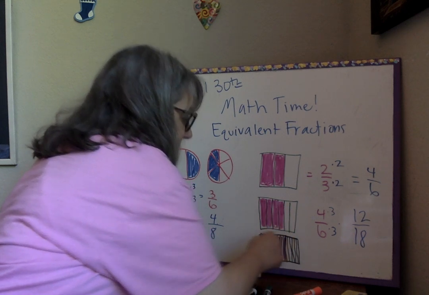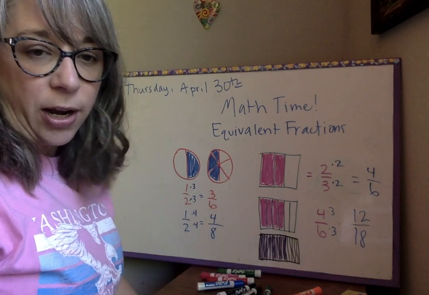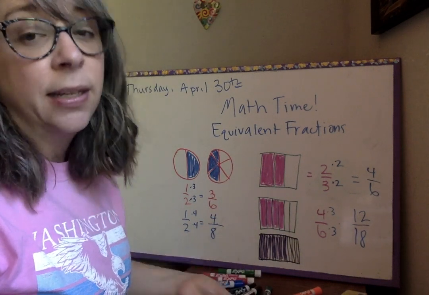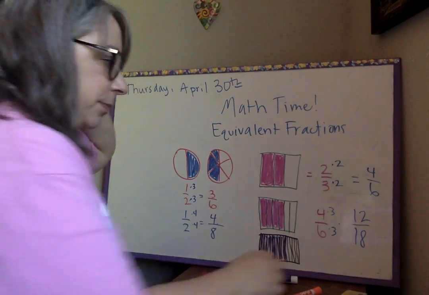Well, it goes a little bit past. But as you can see, they're very close. 4/6 and 12/18 are equivalent. Now, if that were perfect, then those would totally line up together. Okay, let's try another one.